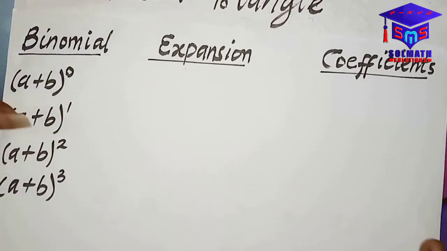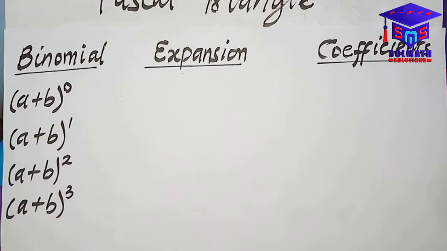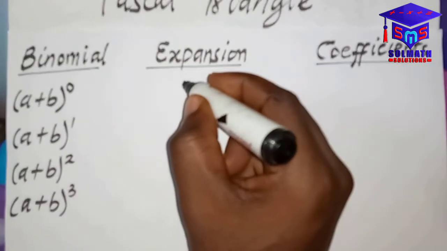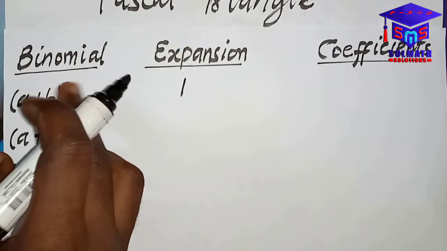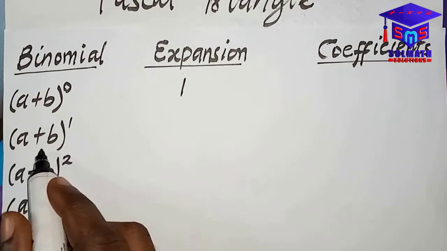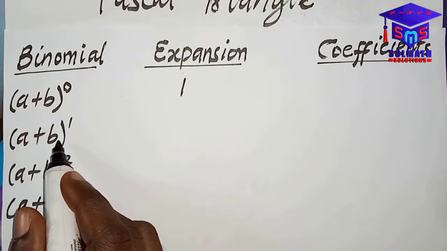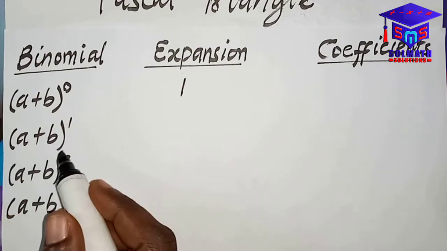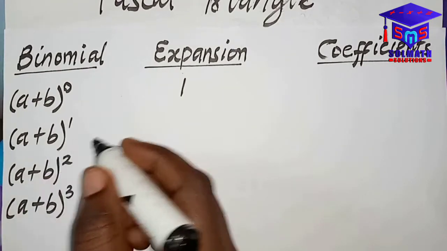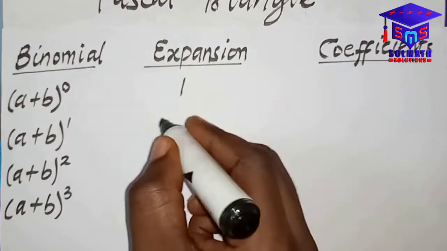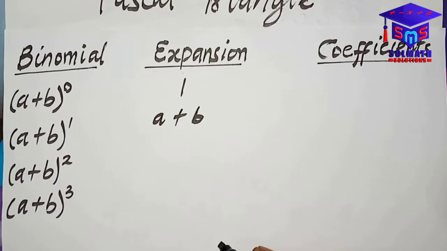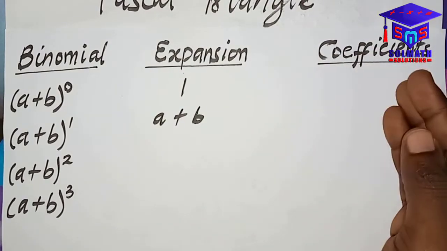If you are given this binomial (a + b) to the power 0, this is going to be 1, because every quantity to the power 0 is 1. All right, and let's look at this one, (a + b) to the power 1. We all know that if you have a quantity raised to the power 1, it's the same quantity. So if you have (a + b) to the power 1, the expansion is a plus b. Let me leave the coefficient for now.